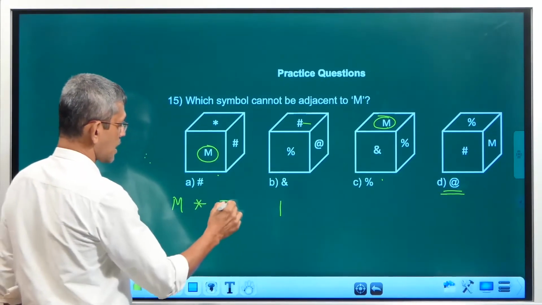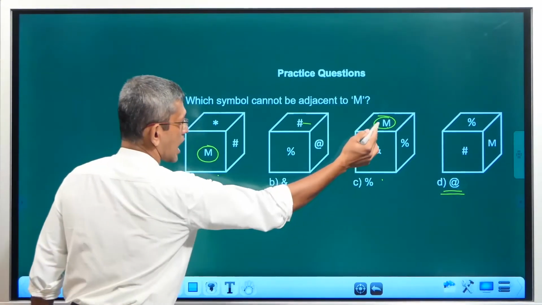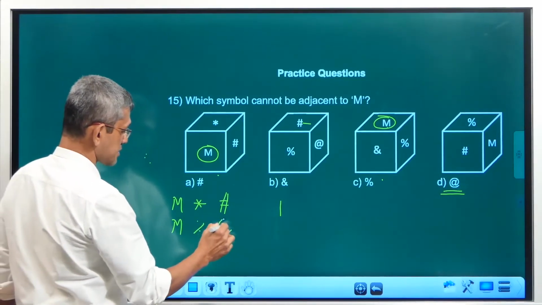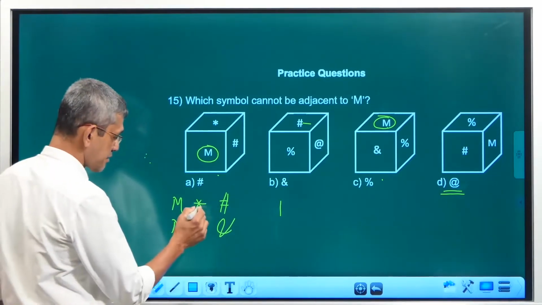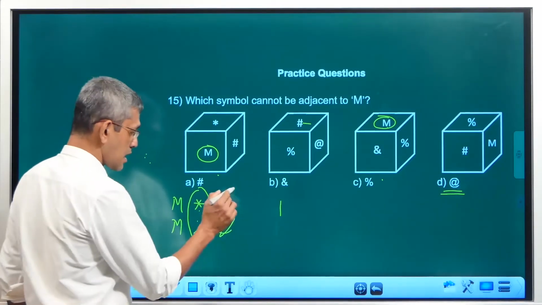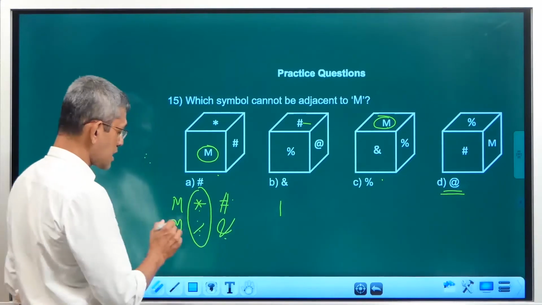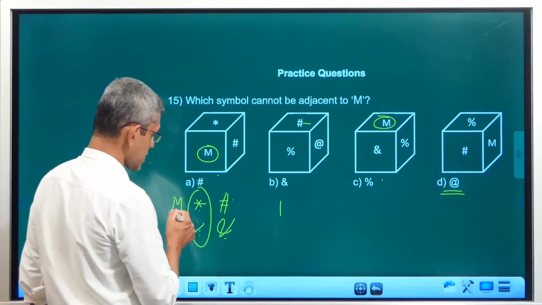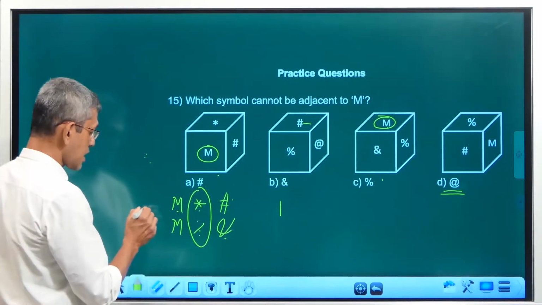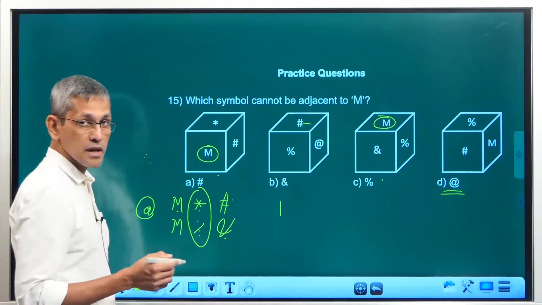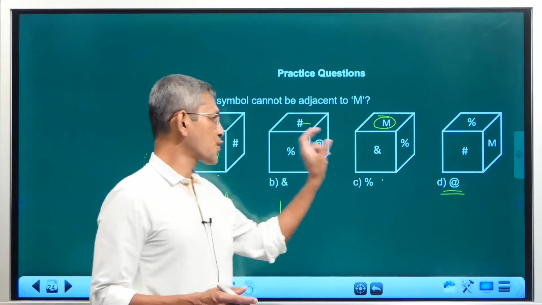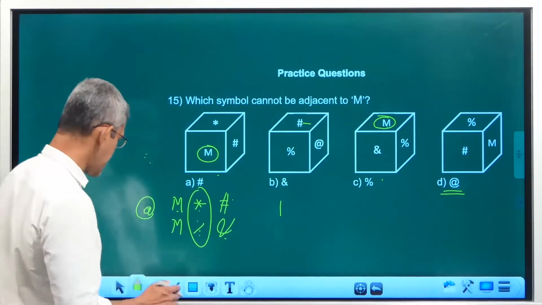star, hash. And in this case, M, percentage, ampersand. So here the star is opposite to percentage, and hash is opposite to ampersand, and M must be opposite to the symbol which is missing here. So which symbol is missing from these images? That's the at sign. So M must be opposite to at. Again, M cannot be adjacent to at. So we got the answer from images 1 and 3.